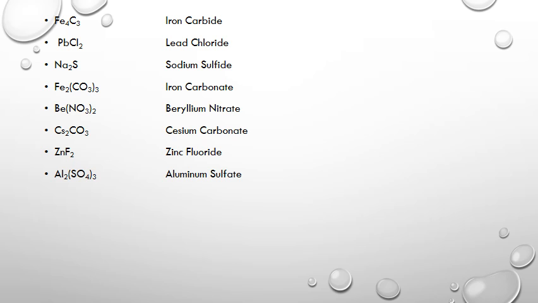All right, and finally, naming from the formula. This is ionic. This is binary because it has just 2 elements, so you just tell who's in it. Iron carbide. Again, binary because it only has 2 elements. Lead chloride. Again, binary. Sodium sulfide. Ternary because it has 3 elements: iron, carbon, and oxygen. This one here is carbonate, so it's iron carbonate.